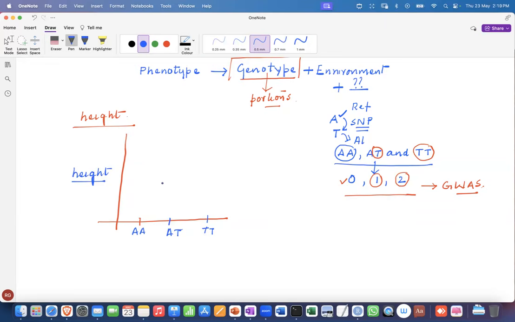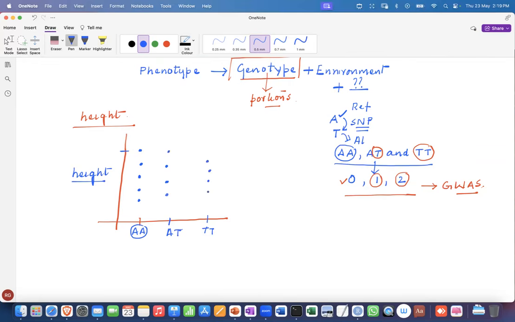If that is the case, now what happens? Let us say, I'm taking a hypothetical example. Let us say, for individuals of genotype AA, the height for one individual is this much. For the other individual, the height is this much. For the other individual, the height is this much. And similarly, when you measure here again, you have got the heights distributed like this for this individual, for this individual again, and for this individual again.